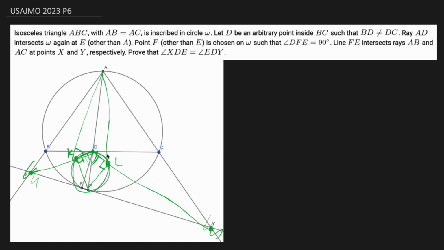So let's think about what these two angles might be. Since we've already concluded that ABKD are concyclic, we know that AKD is just equal to ABD, so it's this angle, and ALD is equal to ACD, which is this angle. But since ABC is isosceles, these two angles are the same, and hence these two angles are the same.